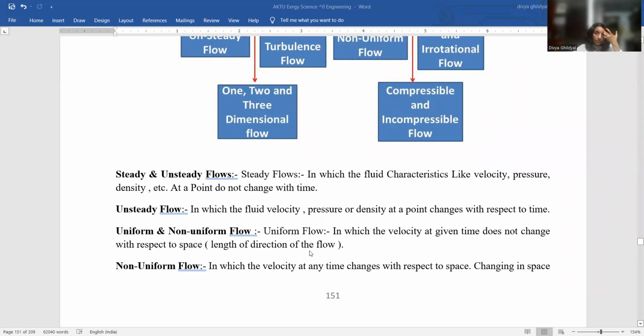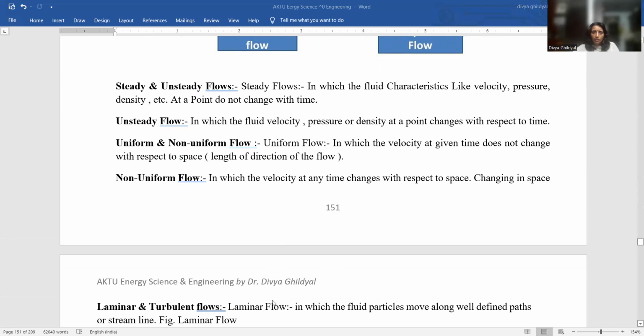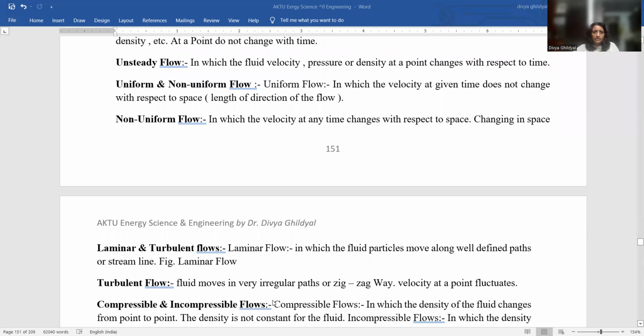Steady and unsteady flows: steady flow is one in which the fluid characteristics like velocity, pressure, density, etc. at a point do not change with time. Unsteady flow is one in which the fluid velocity, pressure, density at a point changes with time. Uniform and non-uniform flow: in uniform flow the velocity at a given time does not change with respect to space. Non-uniform, velocity at any time changes.